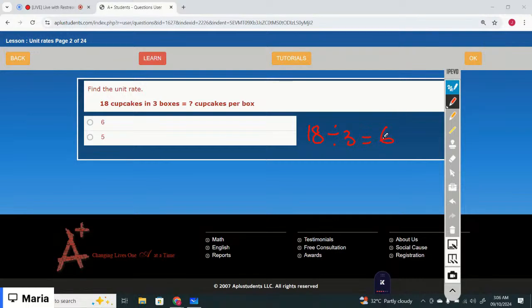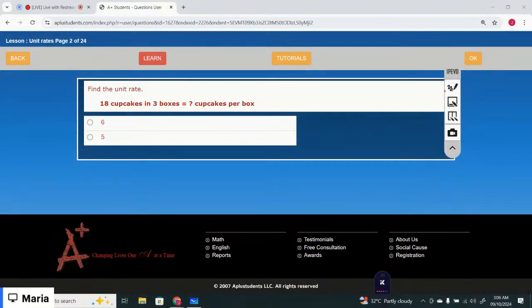3 times 6 is 18, right? So that means 6 cupcakes per box. The correct option is 6. Option number 1 is the correct option. That is 6 cupcakes per box.